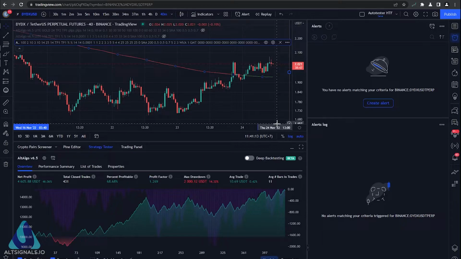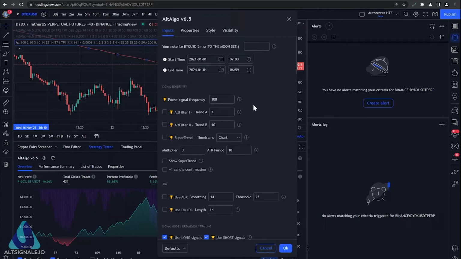There is something called an auto tester. So the auto tester is actually an extension for Chrome, which is developed by a third party, so it's not from AltSignals. But it's very useful to auto test indicators. For example, here I have loaded also the AltAlgo on a DDX chart 40 minutes. When you open this, you have the same values as we have seen before. And then there's this extension, right?